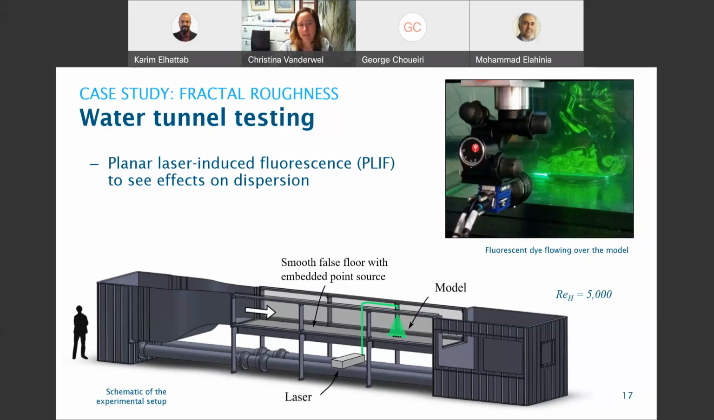And the laser is shined, reflected by some mirrors through a plexiglass plate that's aligned with the free surface, and then forming a sheet over the patch to illuminate the fluorescent dye that we inject ahead of the patch. And so that's how we can see essentially the air pollution patterns over this patch. So let's look at the results now.